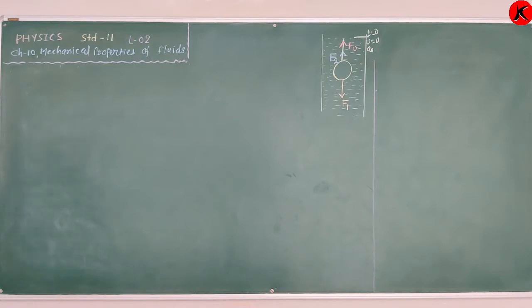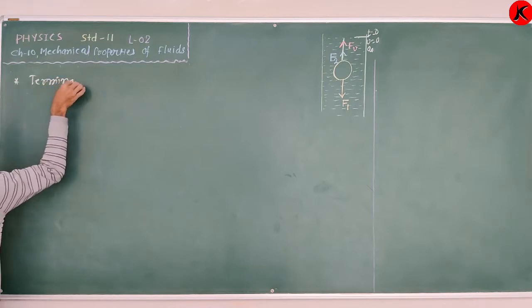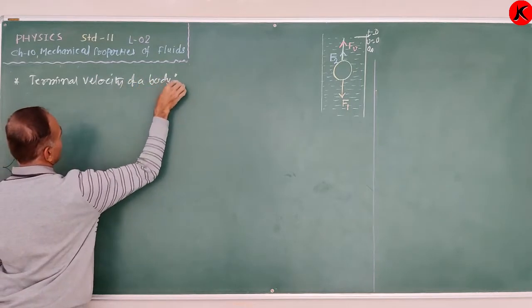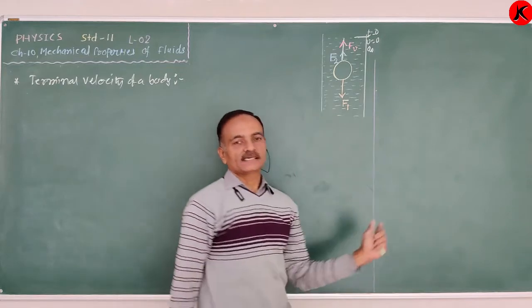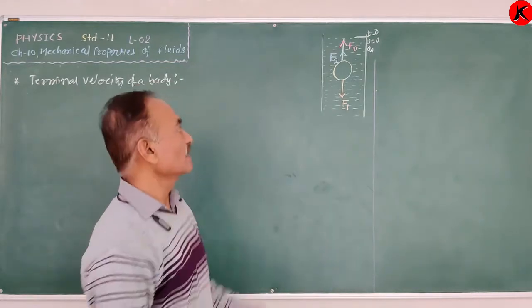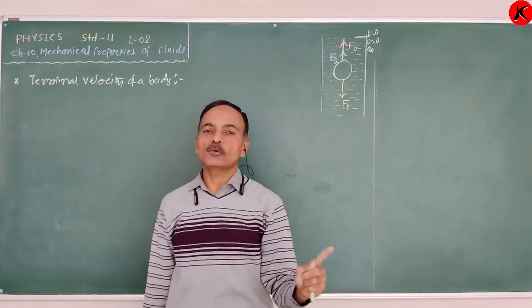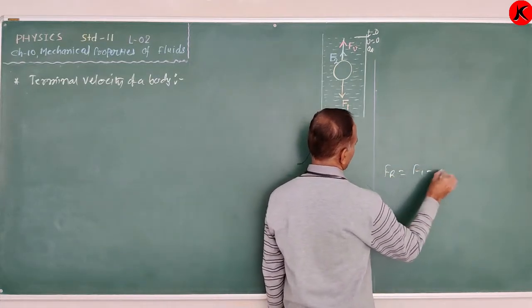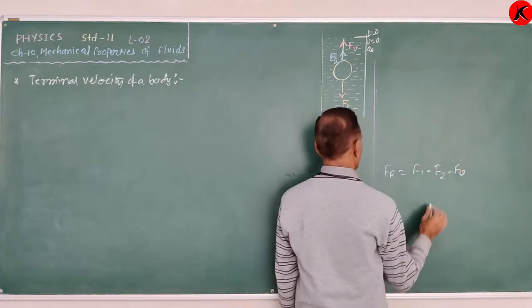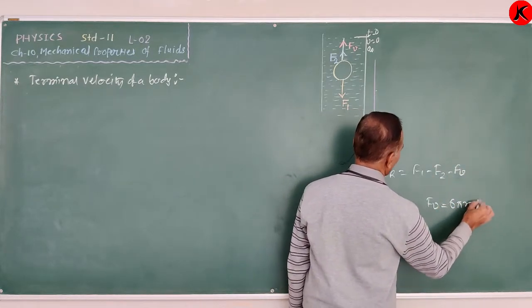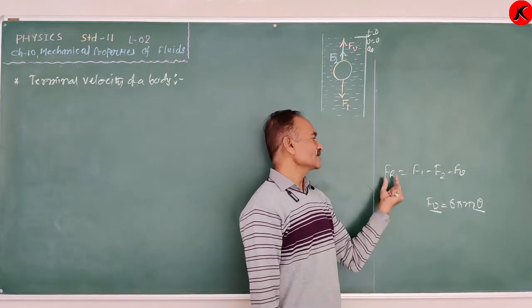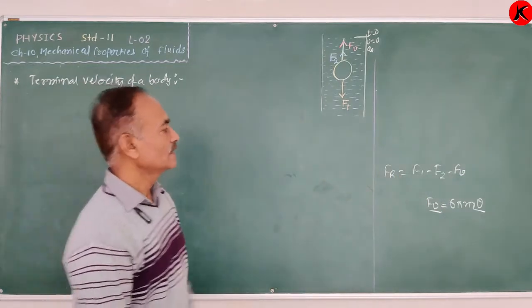So we are interested in obtaining the equation of the terminal velocity of the body. For that purpose, we proceed this way. As time passes, the velocity of the body increases, and hence the viscous force acting on the body also increases. The resultant force Fr, or resultant equation of the force, is this, and Fv is equal to 6 pi eta r v. Velocity increases, Fv increases. So as a result, the resultant force decreases.